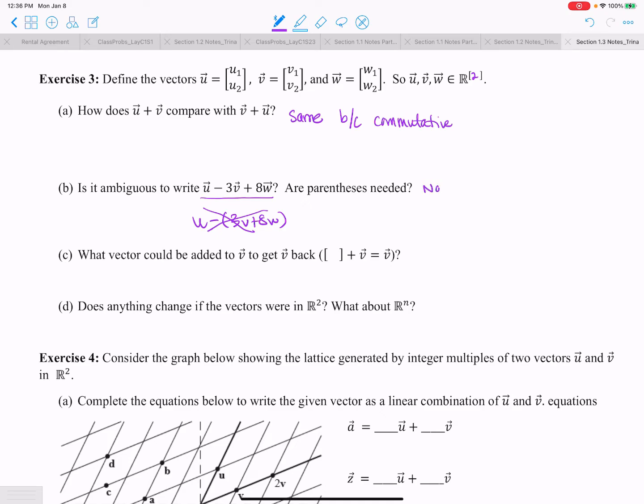No, they are not. What vector could be added to v to get v back? And we don't want to write 0 plus v equals v. You need to have this vector line over the 0 because it really means the 0 vector, not just the number.